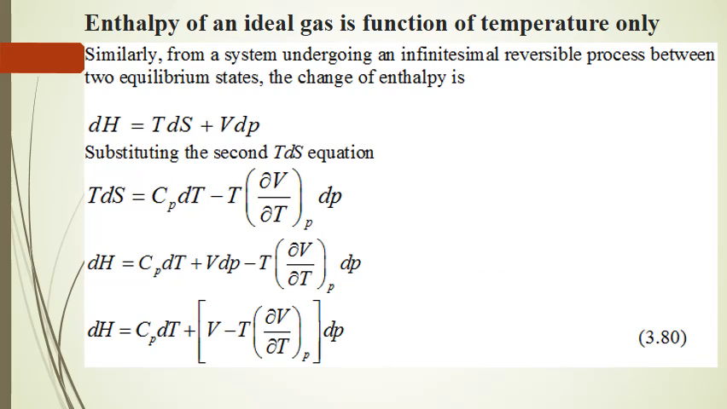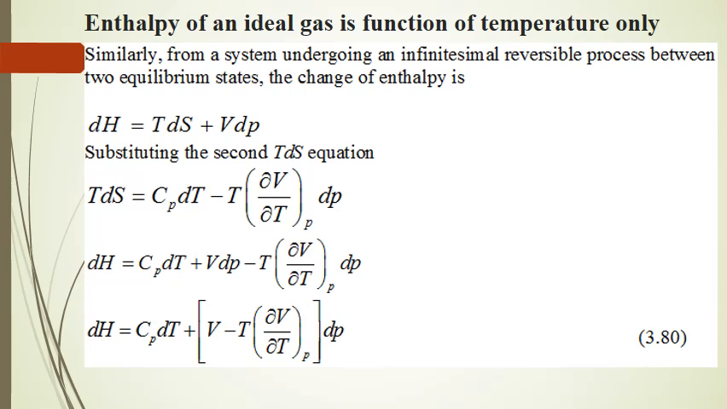Now we want to prove that enthalpy of an ideal gas is function of temperature only. So as we have done for the internal energy, similarly we consider a system that is undergoing an infinitesimal reversible process between two equilibrium states, and for that the change of enthalpy is dH is equal to TdS plus VdP. Now the second TdS equation is TdS is equal to CpdT minus T into del V upon del T when pressure is constant into dP.